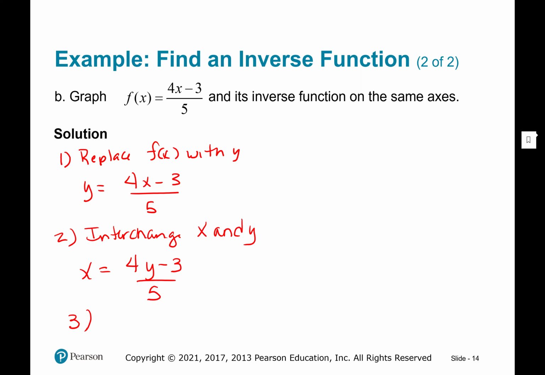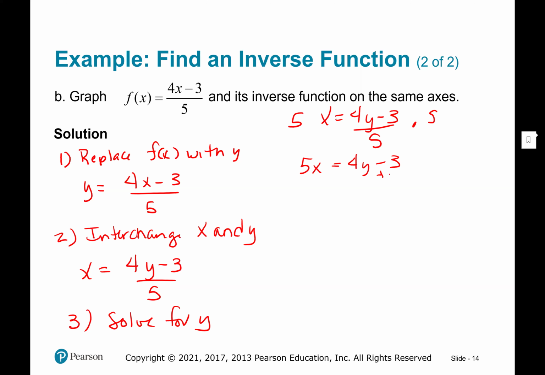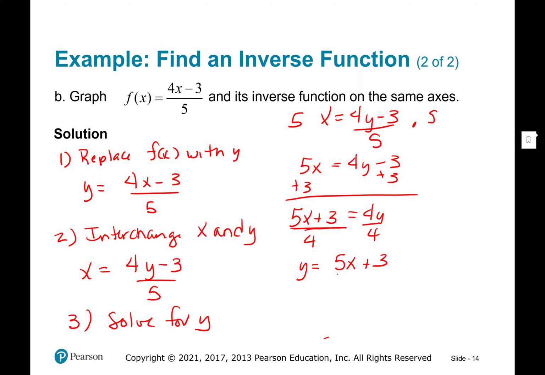Okay. Step 3, solve for y. So what do we got? So what would be the first thing? Multiply by 5. Add 3. Divide by 4. Replace the y with f inverse.